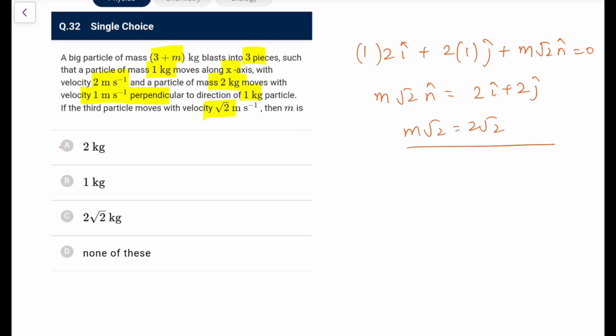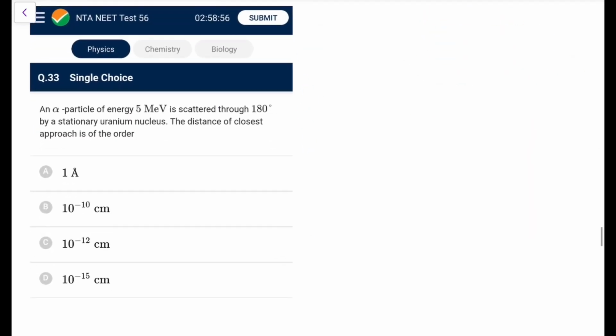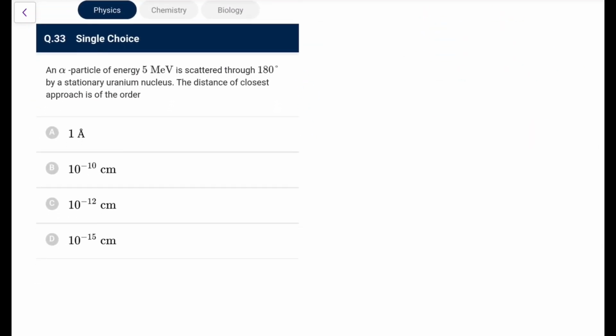So comparing, it is 2 kg. There's no issue. The value of m comes out to be 2 kg. An alpha particle of energy 5 MeV is scattered through 180 degrees by a stationary uranium nucleus. The distance of closest approach. So this is a head-on approach.